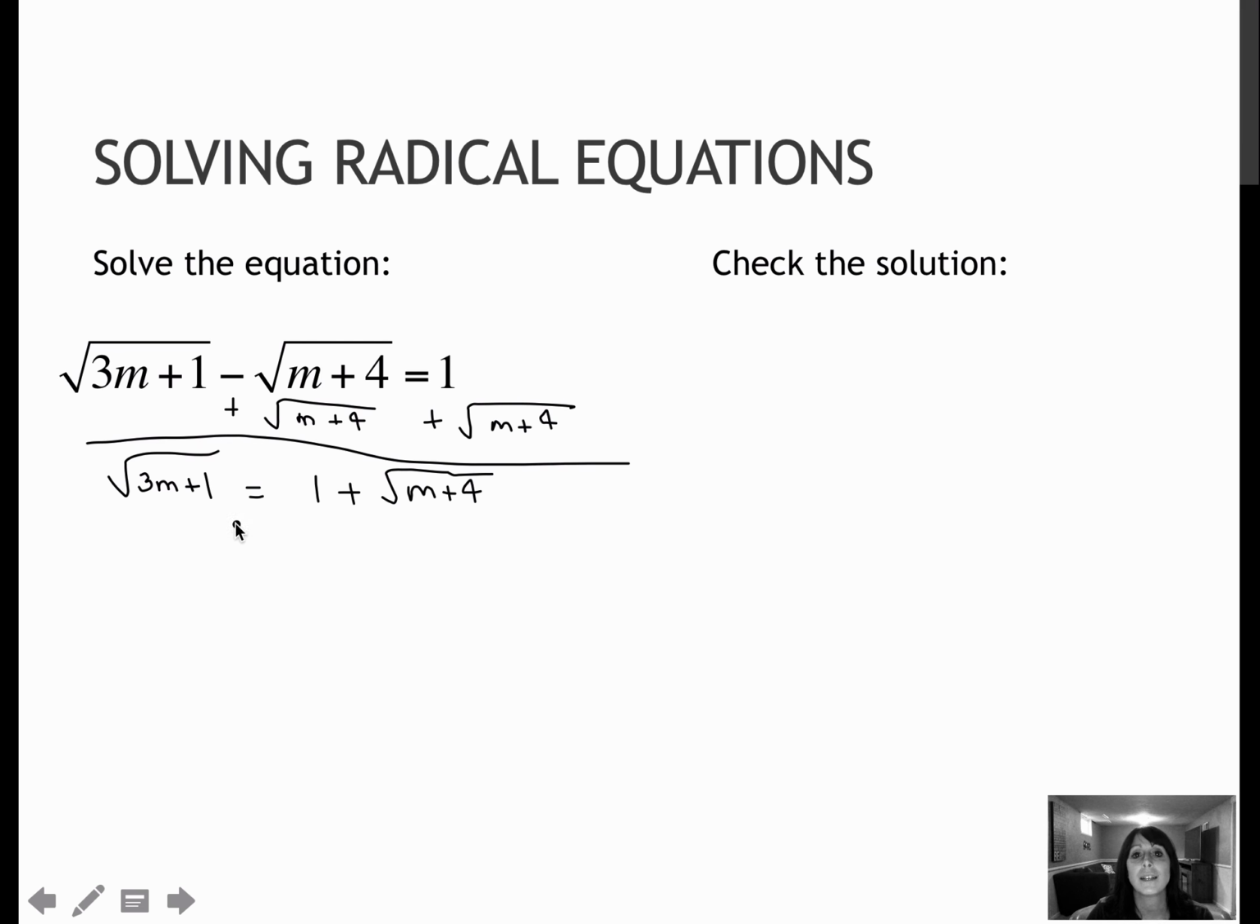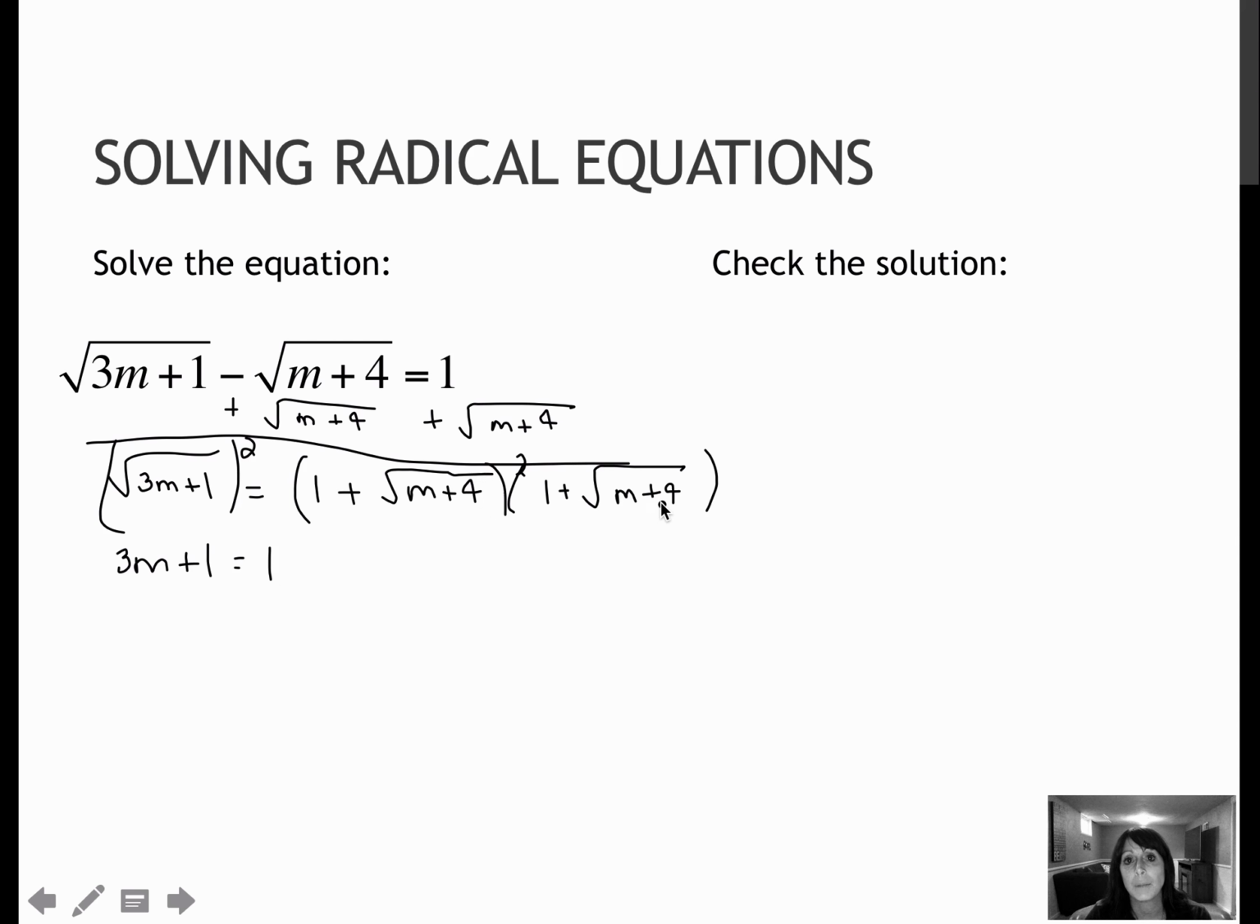Now, just as I did on the last question, I'm then going to square, or raise to whatever the index was, which is a 2. And on the left side, that just gives me my 3m plus 1. On the right side, it gives me a whole mess because I've got 1 plus radical m plus 4 squared, which means I'm really taking it multiplied by itself. So I'm foiling this out with a radical. So 1 times 1 is 1.